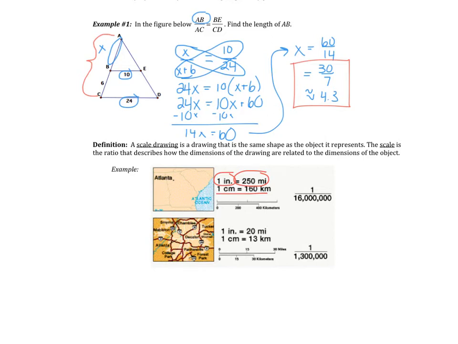Okay, so here's another example. An inch on the map would equal 20 miles, so you could look more or less how much you have to drive. And a centimeter would be 13 kilometers. Okay, so example number 2, they tell us that the scale in the drawing below is 1 inch to every 2,800 inches. And we want to find how tall the Eiffel Tower is in inches.